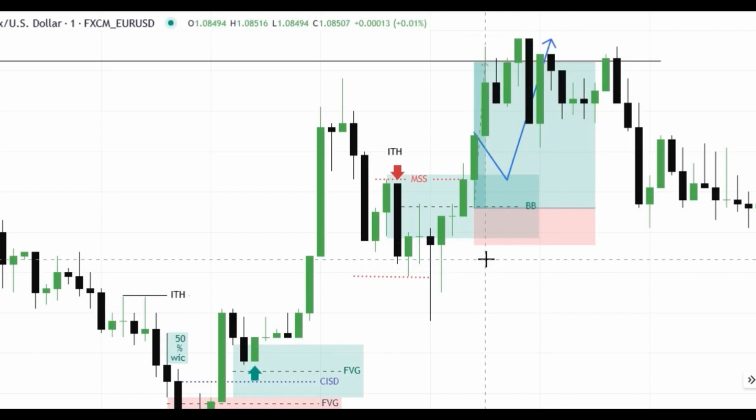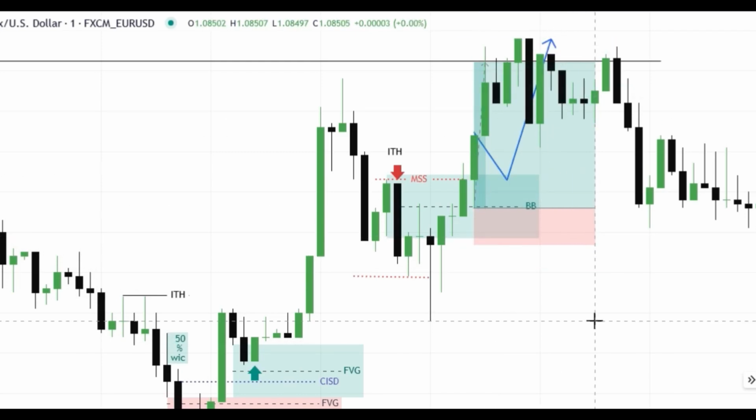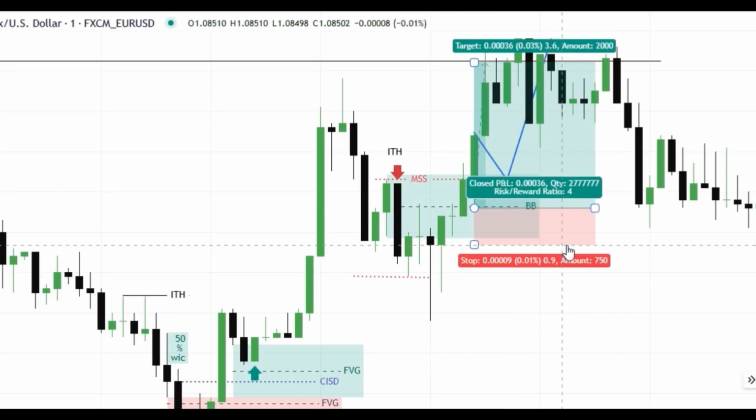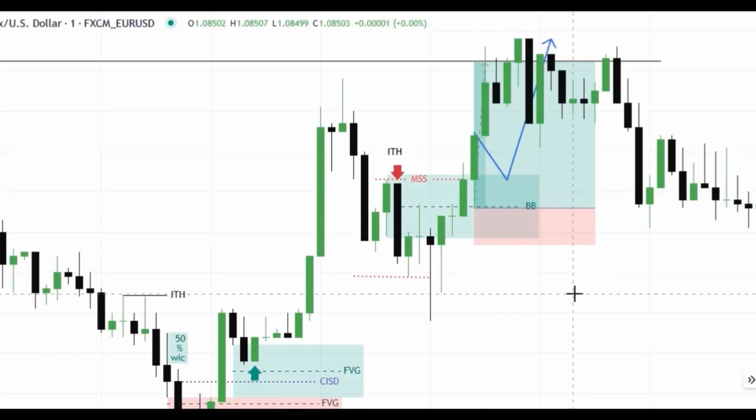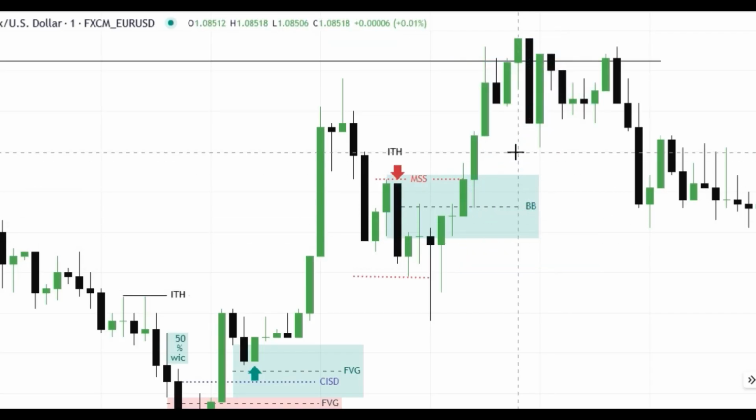So you have a breaker block right here, and on the pullback to your breaker block, at this exact point, it has reacted right at the 50% of the breaker block. Now, this is on a 1-minute time frame, but I'm just giving an example. Whether it's a 5-minute, 15-minute, or 1-hour time frame, the rules are exactly the same. Whether it's a 1-minute time frame or a higher one, the rule always remains the same.